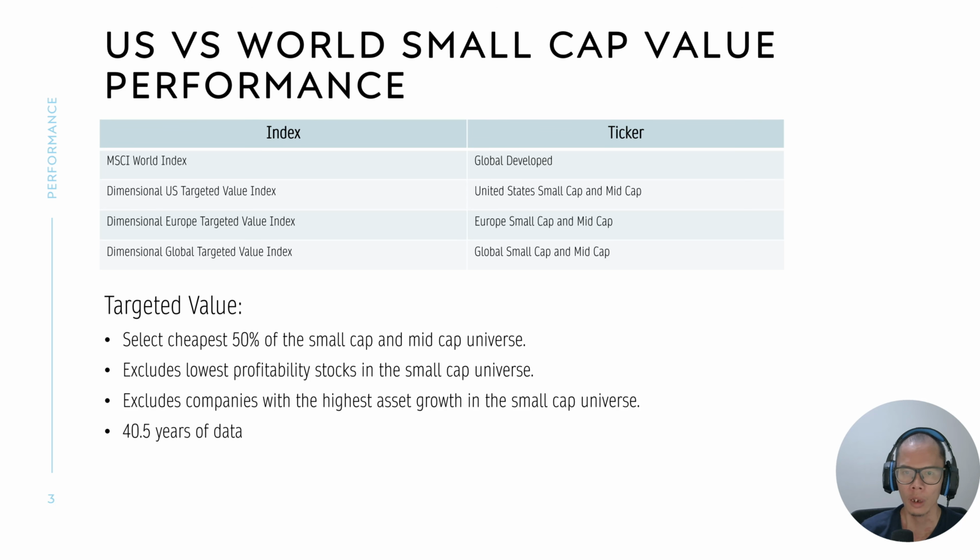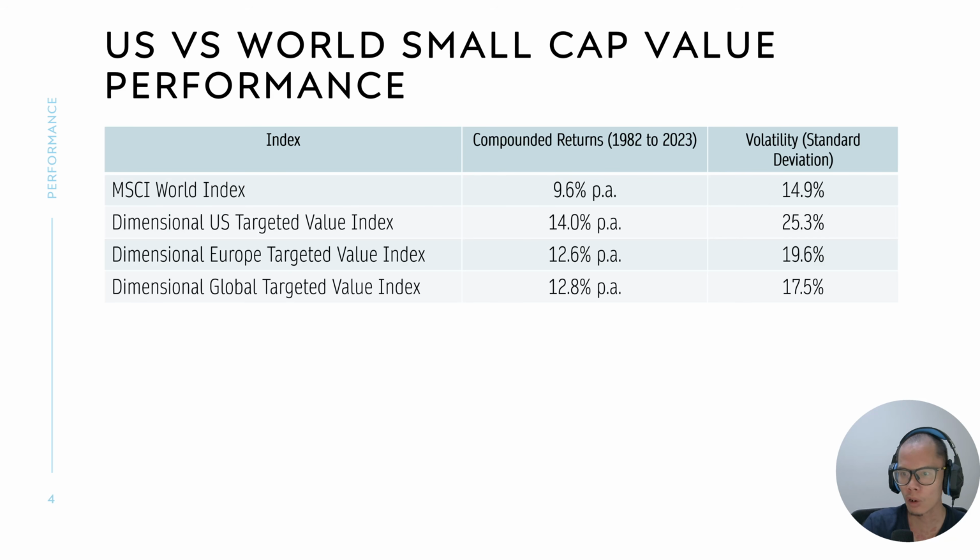For these three data sets, we have about 40.5 years, starting from 1982. And we're going to look at some rolling returns data. Basically, we want to see over time, in different time frames, how well they do. Okay, but here is how the returns stack up. If we compare the indexes from 1982 to 2023, that's about 40.5 years.